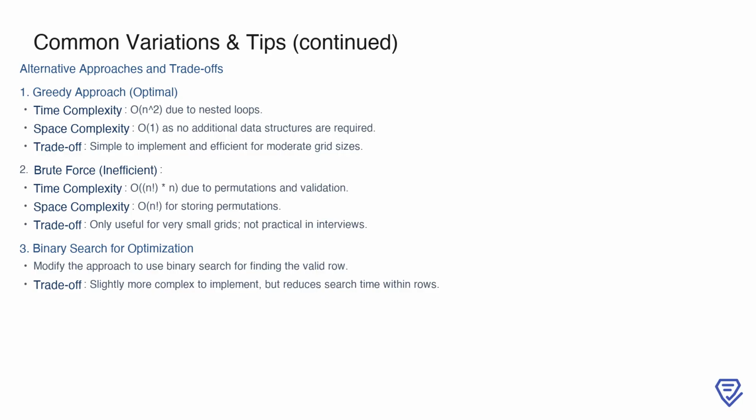A more advanced option is to incorporate binary search to optimize the search for valid rows. While this can reduce search time, it adds complexity to the implementation. Each approach has its trade-offs, but the greedy method strikes the best balance between efficiency and simplicity for this problem.